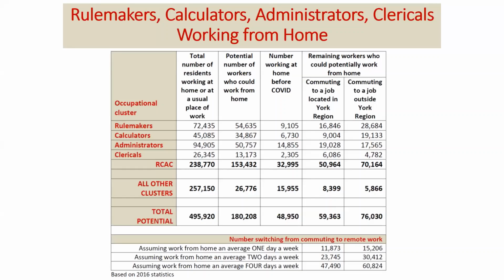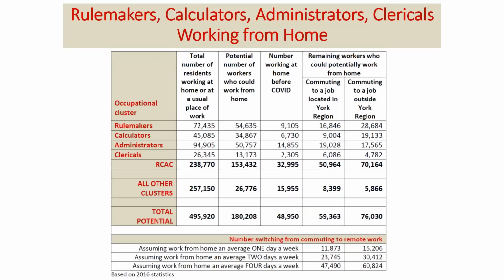But let me go back to the second column, the potential number of workers who can work from home. The total for all those office workers was around 153,000. If we take all the other clusters of York Region residents working in York Region, only around 26,000 of them could work from home. So this grouping of office workers is the big category of those who can work from home. Clearly, if you're working as a personal support worker, a food and beverage server, or a laborer in a factory, you can't work from home. But this is the primary category when it comes to those working from home.